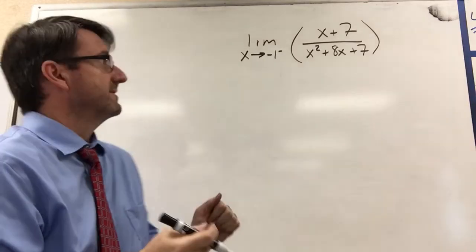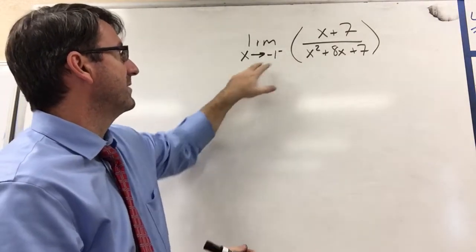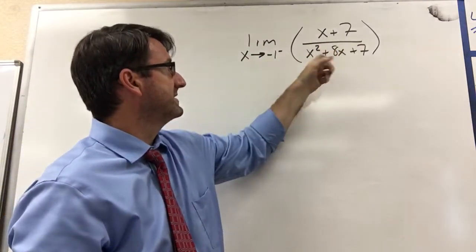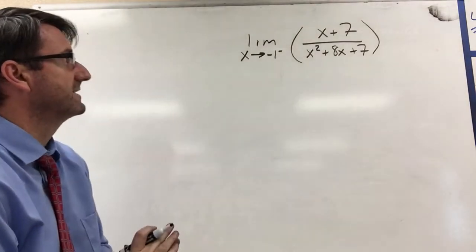Right, number 11 asks us to evaluate this limit: the limit as x approaches -1 from the left of (x + 7) over (x squared + 8x + 7).